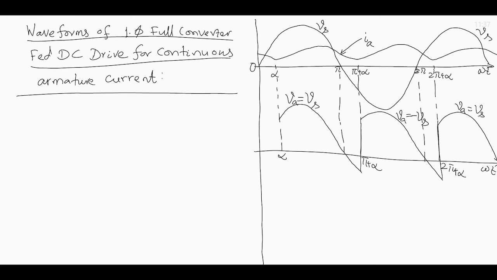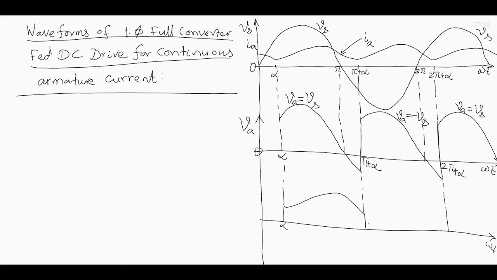Then we will draw the motor supply current waveform. From alpha to pi plus alpha, the supply current T1, T2 are conducting, so motor supply current is same as the motor current waveform. From pi plus alpha to 2 pi plus alpha, negative group T3, T4 are conducting, so supply current is minus of IA. Supply current is minus of IA and it is cyclic. This is the supply current waveform for single phase full converter in continuous armature current mode.